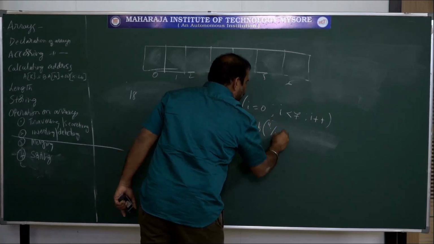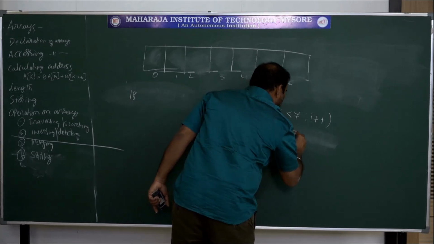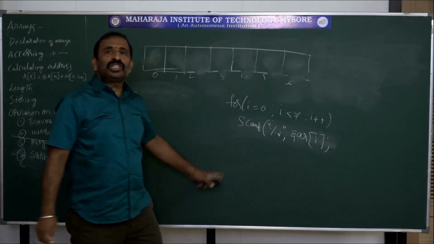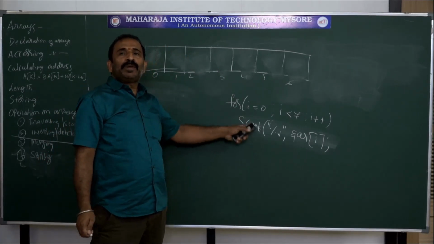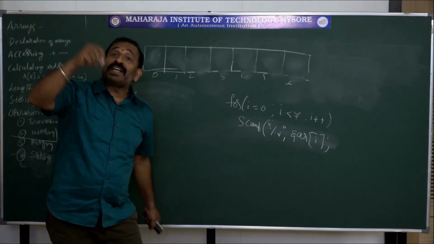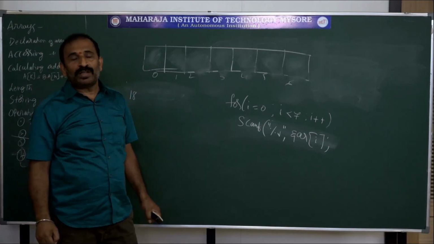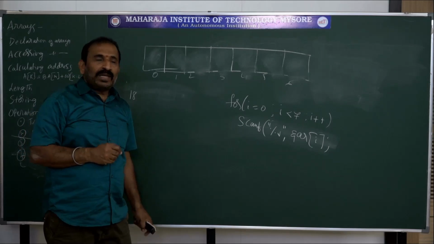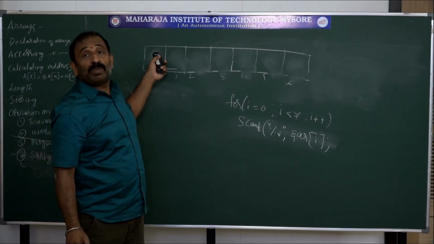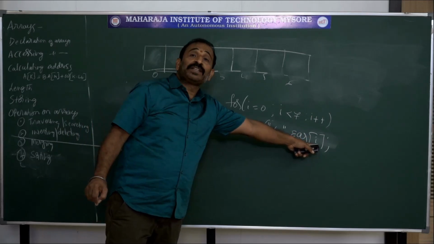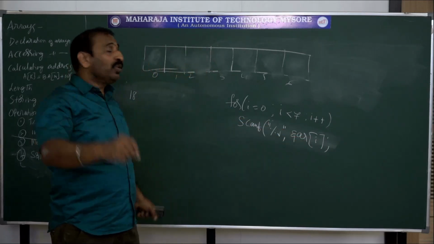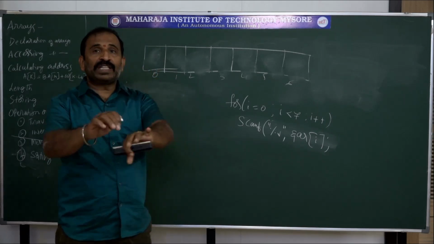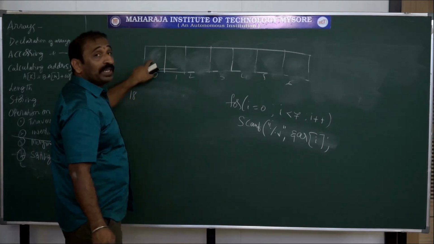scanf("%d", &ar[i]); These 2 lines of code permit you to read 7 times from the keyboard. Each time it reads a number and stores it into the respective position marked by i. The first time i is 0, so it is ar[0], which means here in this location. So first you type 12, and therefore 12 is stored here.